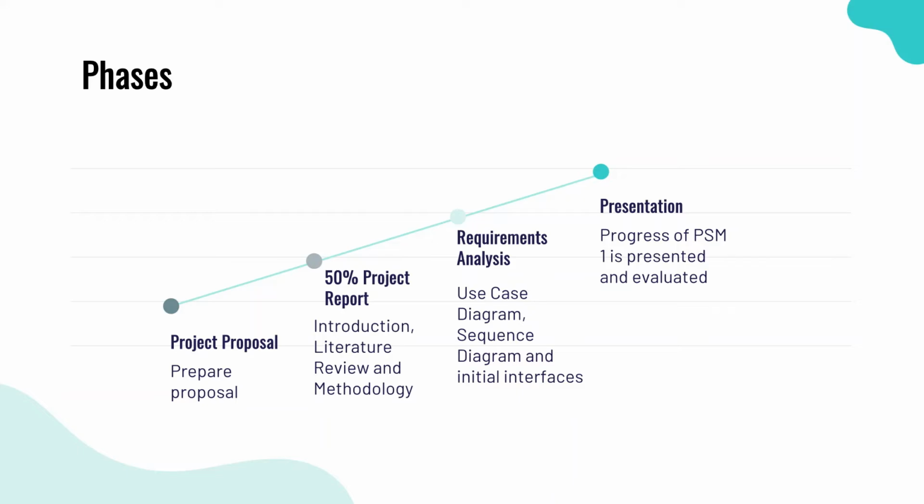This includes writing a report for EcoCare that has the introduction, literature review, and the system development methodology. The next phase is the requirements analysis, where I documented the requirements analysis such as the use case diagram, sequence diagram, and the initial mockup interfaces of the EcoCare application. The last phase is the presentation and making final changes after receiving feedback for the EcoCare project.